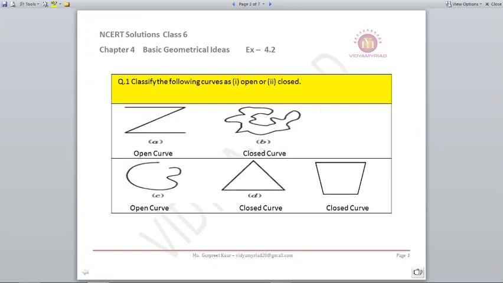Question number 1, some shapes are given to you. We have to distinguish whether they are open or closed. If you look at the first part, Z is written over here, endpoints are not meeting with one another, so it is an open curve. B part, curved lines are there, so it is a closed curve, there is no opening over here. C part, there is no joining, it's an open curve. D part is closed and E part is also closed.